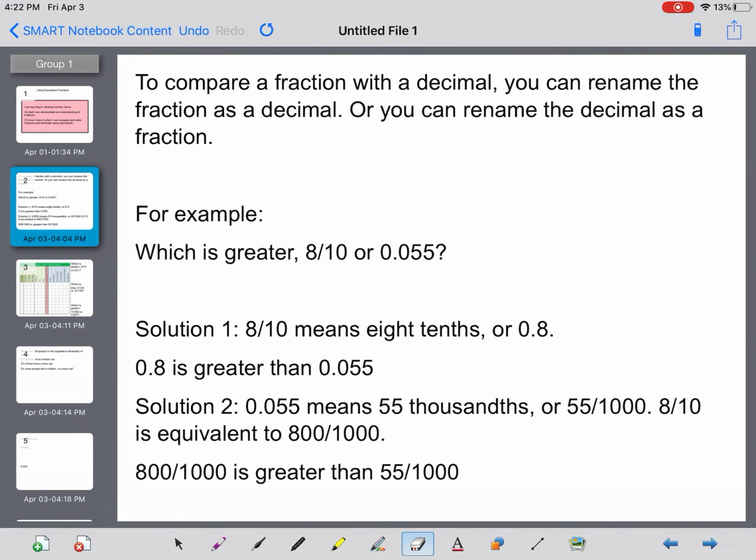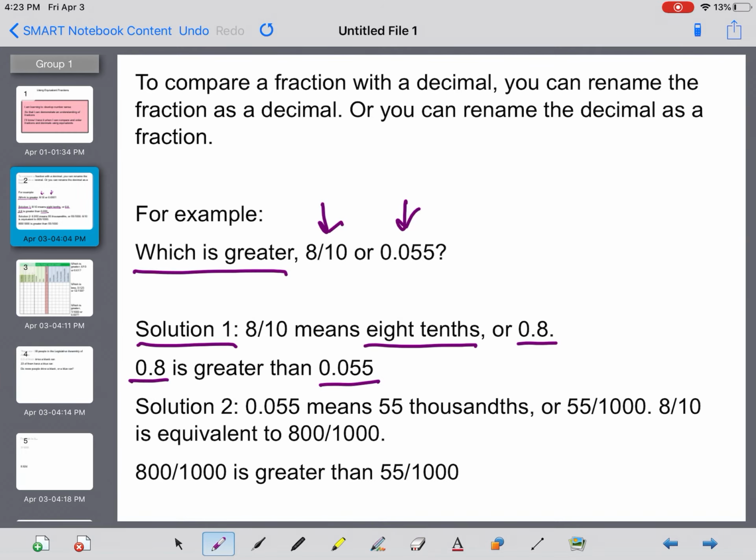So for example, which is greater, 8 over 10 or 55 thousandths? Remember, this number here is also said as 8 tenths, and this number is 55 thousandths, although sometimes we say 0.055. Okay, so our first solution here is to know that 8 over 10 means 8 tenths, also written as 0.8, which is said as 8 tenths. And 8 tenths is greater than 55 thousandths.